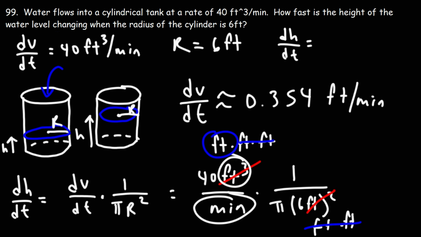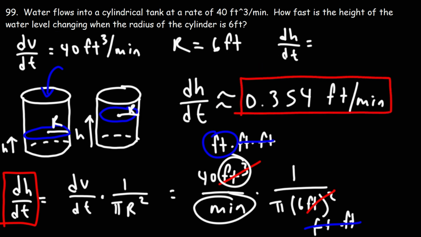And correction, this should be an h, not a V. So that's dh/dt. So that's how fast the height of the water level is changing. It's increasing by a little bit more than 1/3 of a foot every minute.